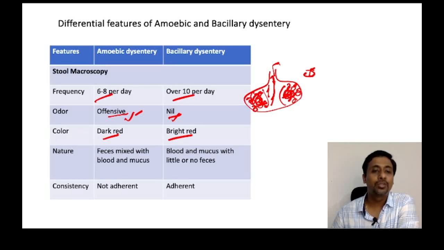Now the nature of the stool. Microscopically, in amoebic dysentery you can find some feces, and in this feces the blood and mucus is mixed. Whereas in bacillary dysentery, most of the time you will find blood and mucus with little or no feces. The first reason is the toxin which leads to watery diarrhea, and second is the tenesmus, which leads to the urge to defecate, but without any stool present in the intestine. So most of the time only blood and mucus will come from the ulcer and no feces in case of bacillary dysentery.